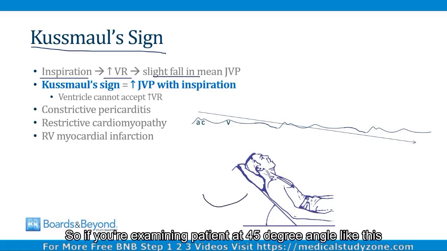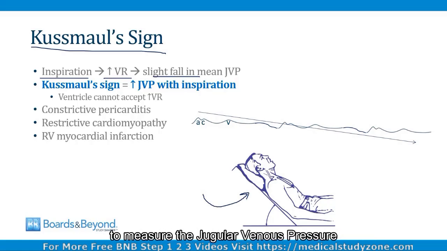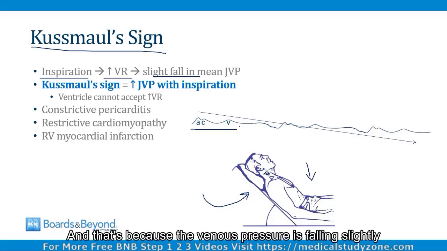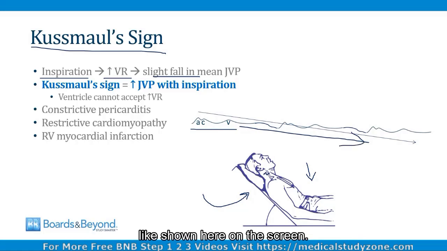So if you're examining a patient at a 45-degree angle like this, to measure the jugular venous pressure, you find the double bounce caused by the A and the V waves of the venous pressure tracing. When you see that double bounce, that tells you what the jugular venous pressure is. And when the patient takes in a breath of air, under normal circumstances, that double bounce will fall slightly. And that's because the venous pressure is falling slightly like shown here on the screen.